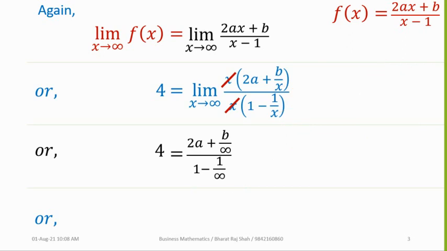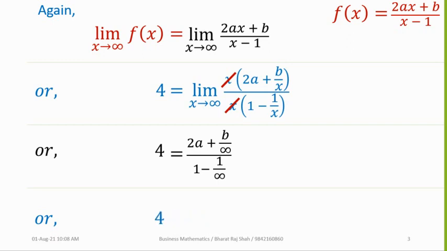Okay? So now b by infinity means what? Something by infinity. Do not forget, something by infinity is 0. Just like something by 0 comes to infinity, its reverse is that something divided by infinity comes to 0. Both are opposite to each other, right?